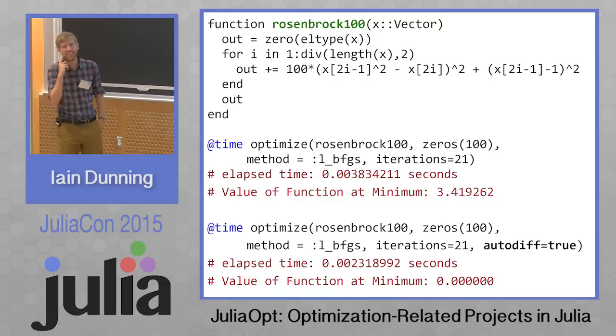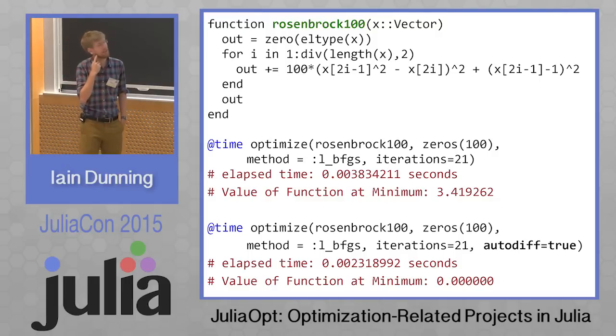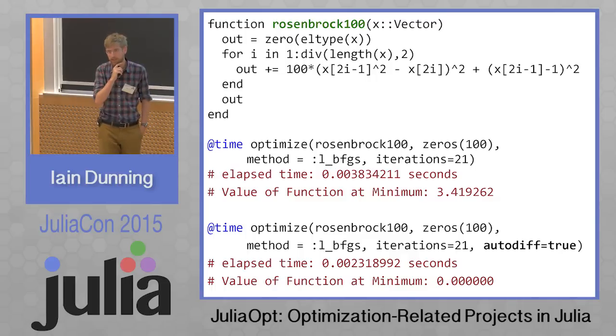What we've got up here is a generalization of the Rosenbrock function for 100 dimensions. That's a pretty nasty function. And what I've got here is calling optimize, which is provided by Optim, on this function. I'm using the LBFGS algorithm, and I'm starting at the origin, all zeros. I provided the function Rosenbrock 100, and I'm limiting them both to 21 iterations of this algorithm. But the difference is in the second one, I'm saying autodiff equals true, please.